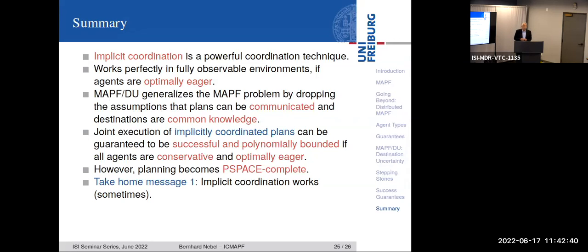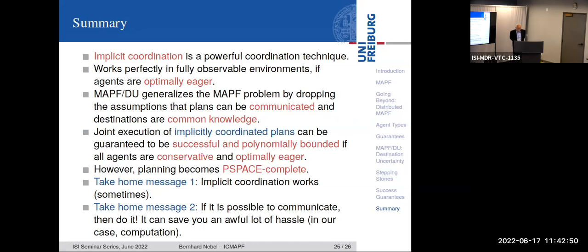So if you want to have a take-home message from this talk, one thing is implicit coordination works sometimes. Second thing is, maybe it's sometimes better to communicate because it can save you an awful lot of hassle, in particular, in our case, an awful lot of computation. When going down from PSPACE to NP, it helps you to make things more practical.